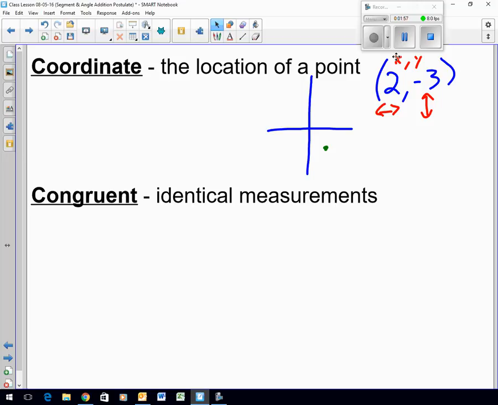I'm going to say it, and you guys will repeat after me. Congruent means identical. Let's try one more time. Congruent means identical. So what does congruent mean? It means identical. It's equal. It's absolutely the same.